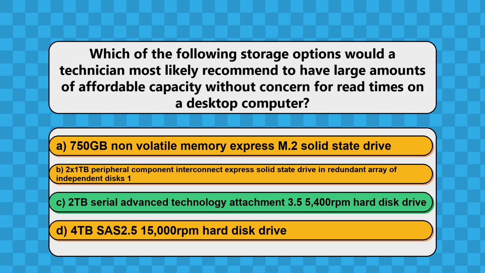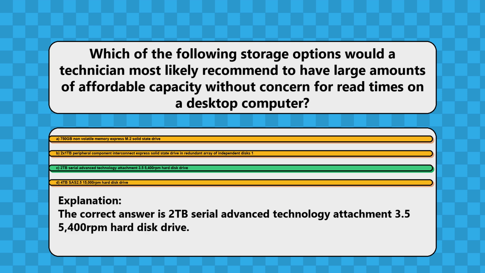The correct answer is option C. 2 TB serial advanced technology attachment 3.5, 5,400 RPM hard disk drive. The correct answer is 2 TB serial advanced technology attachment 3.5, 5,400 RPM hard disk drive.